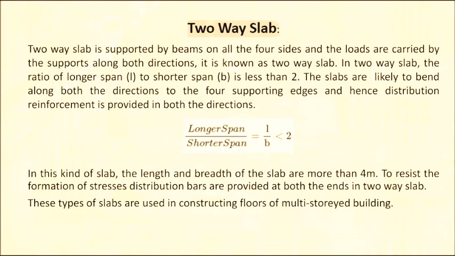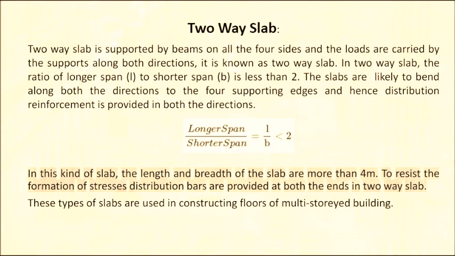Two-way slab. A two-way slab is supported by beams on all the four sides and the loads are carried by the supports along both directions. It is known as a two-way slab. In a two-way slab, the ratio of the longer span, L, to the shorter span, B, is less than 2. The slabs are likely to bend along both the directions to the four supporting edges and hence distribution reinforcement is provided in both the directions.